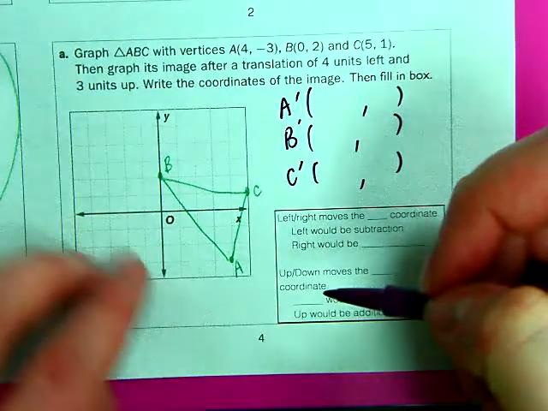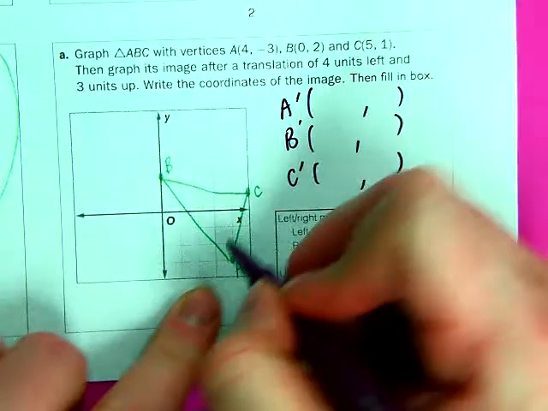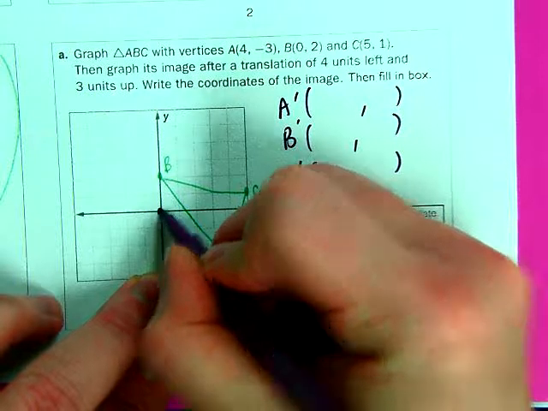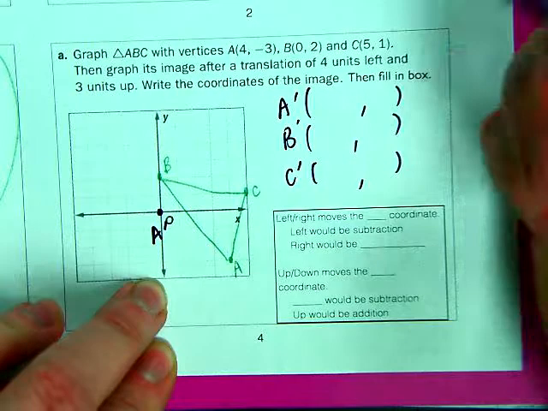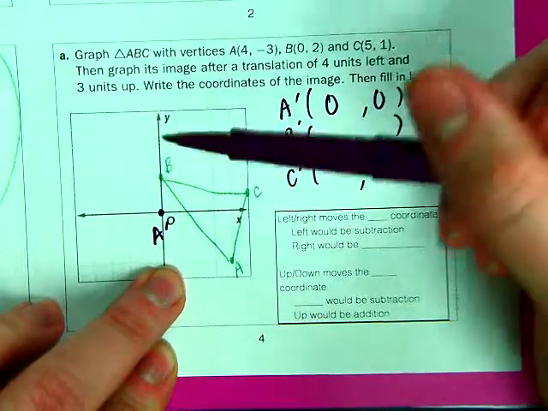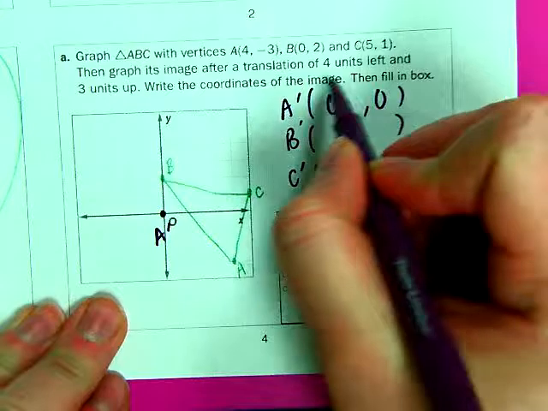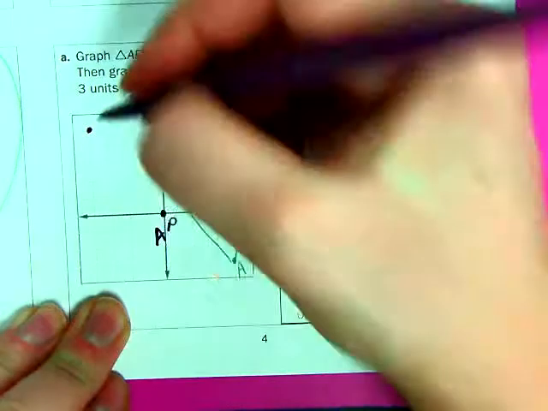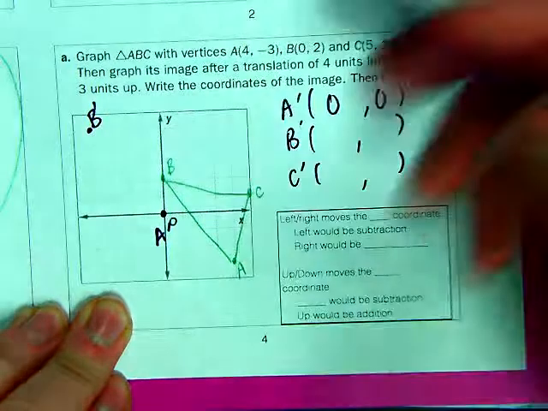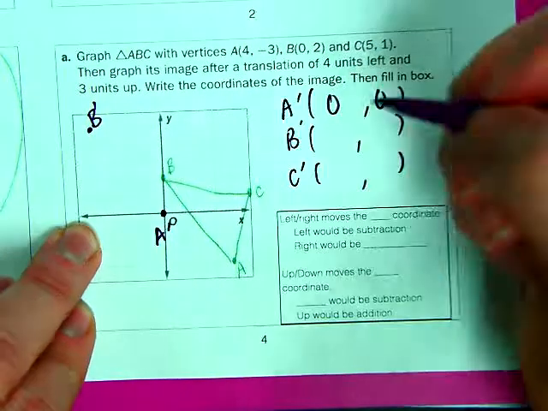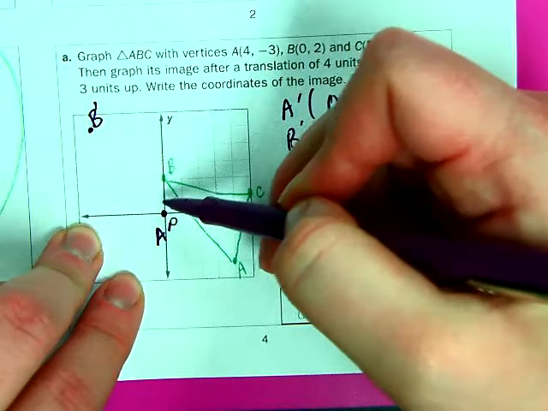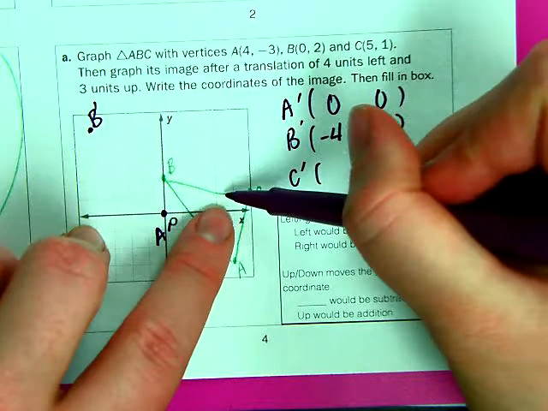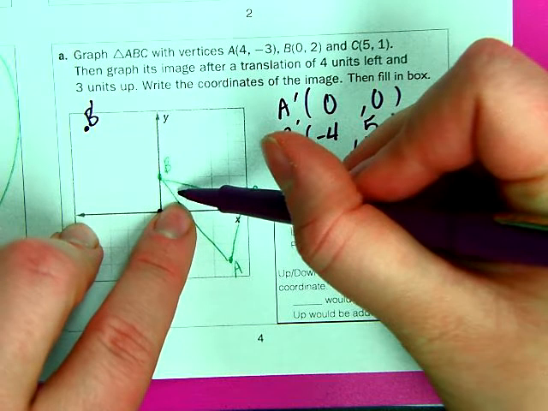I'm going to go with A. 4 units left, 1, 2, 3, 4, and 3 up, 1, 2, 3. So there's my A prime, which is at 0, 0. B prime: 4 units left, 1, 2, 3, 4, and 3 units up, 1, 2, 3. So that's 1, 2, 3, 4, -4, 1, 2, 3, 4, 5. C prime: 4 left, 1, 2, 3, 4, and up 3, 1, 2, 3.